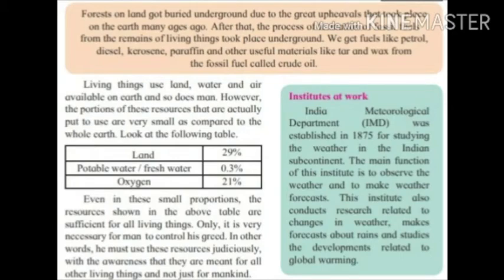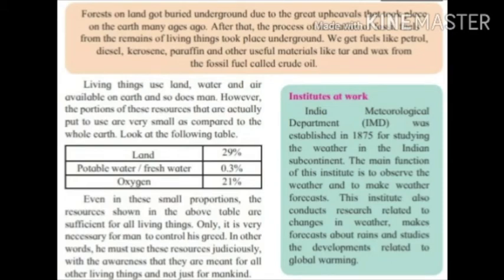However, the portion of these resources that are actually put to use is very small as compared to the whole earth. You can see it in this table, correct? Even in these small proportions, the resources shown in the above table are sufficient for all living things. Only it is very necessary for man to control his greed. In other words, he must use the resources judiciously with the awareness that there are means for all other living things and not just for mankind.